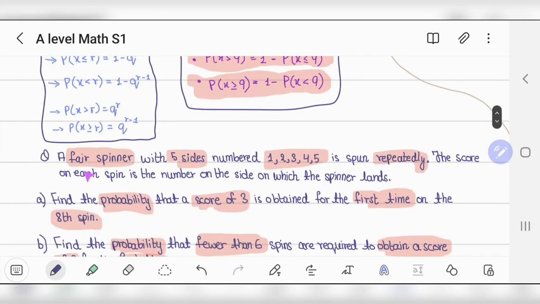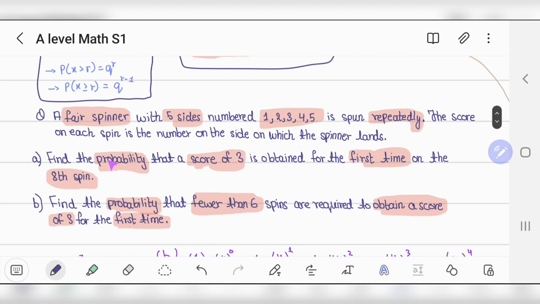Now let's do the question. A fair spinner with 5 sides numbered 1, 2, 3, 4, 5 is spun repeatedly. The score on each spin is the number on the side on which the spinner lands. Find the probability that a score of 3 is obtained for the first time on the 8th spin. Okay.